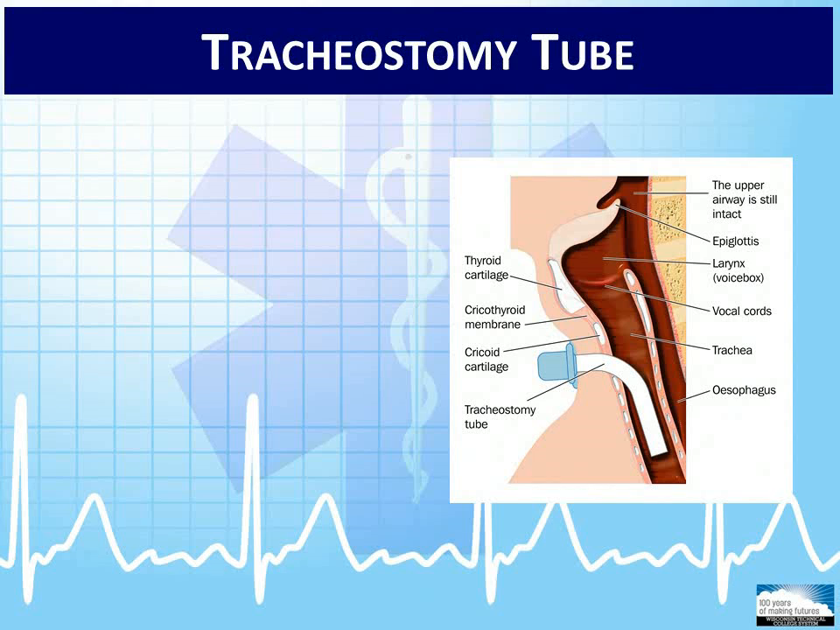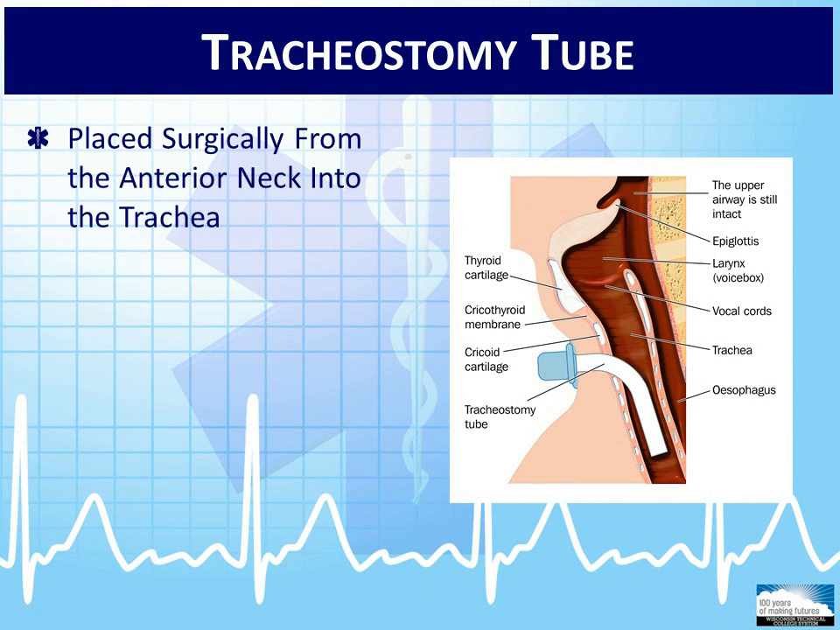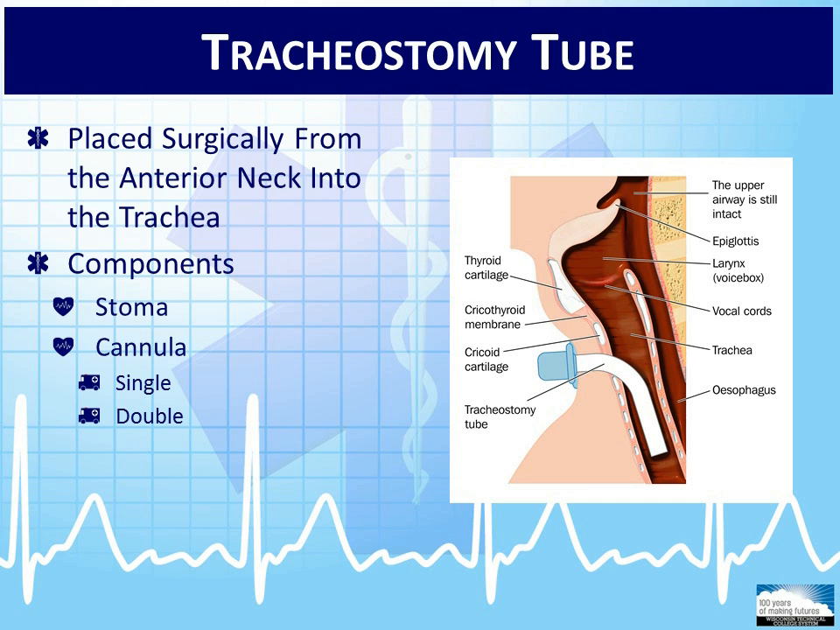A tracheostomy tube is a plastic tube that is placed directly into the trachea after a surgical opening is made from the anterior neck. The opening created for the tracheostomy tube is called a stoma. The tracheostomy tube may have a single cannula or a double cannula, which has an inner and outer cannula. Routine care includes keeping the stoma clean and dry.